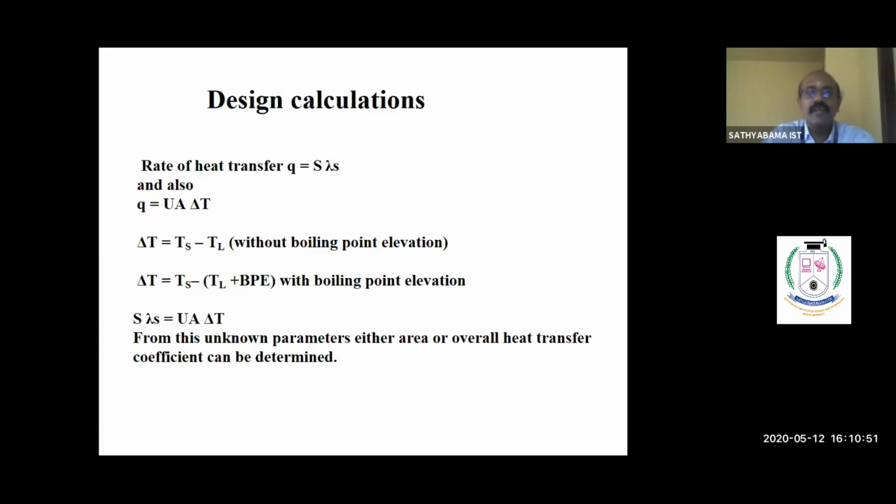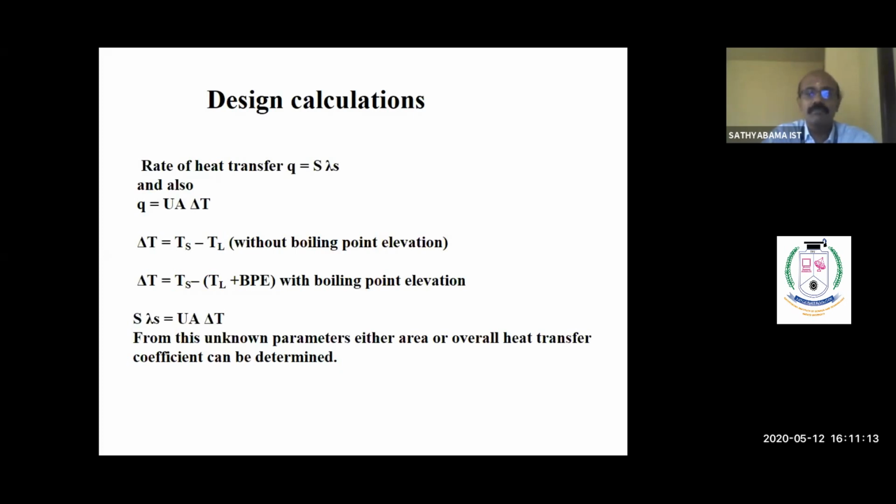So now equating, S lambda S is equal to UA delta T. S will be determined by the energy balance. Then lambda S we know, and that is equal to UA delta T. In the problems, temperatures will be given. Then either the heat transfer coefficient or the area can be unknown. So whichever is given, the remaining unknown parameter can be calculated.